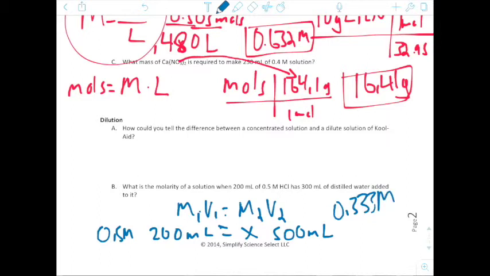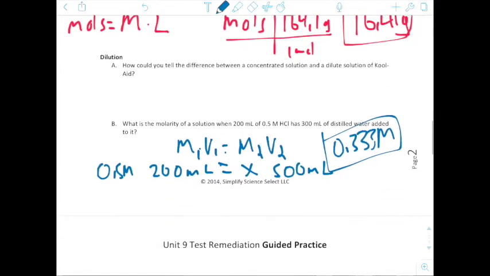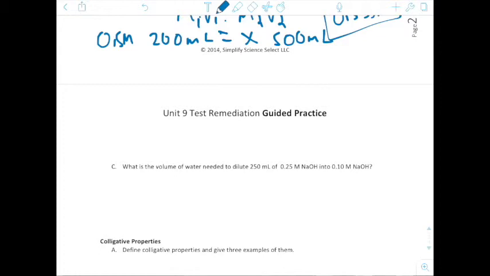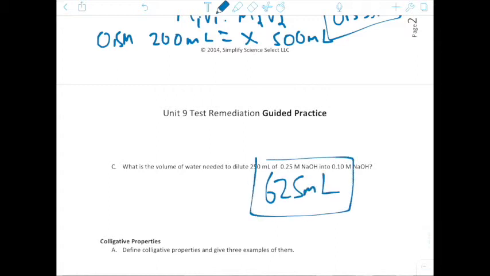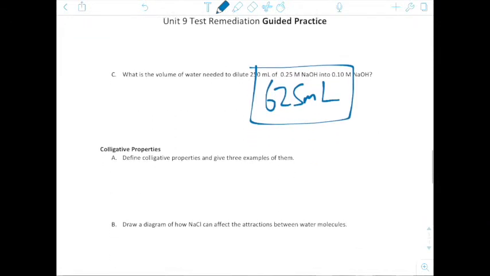We divide this out and we get a concentration of 0.333 molar solution. Now you're going to do the same exact thing on C, but you're solving for volume here. You should get a final volume of 625 milliliters. See if you can use the same equation and work it out and get that one.